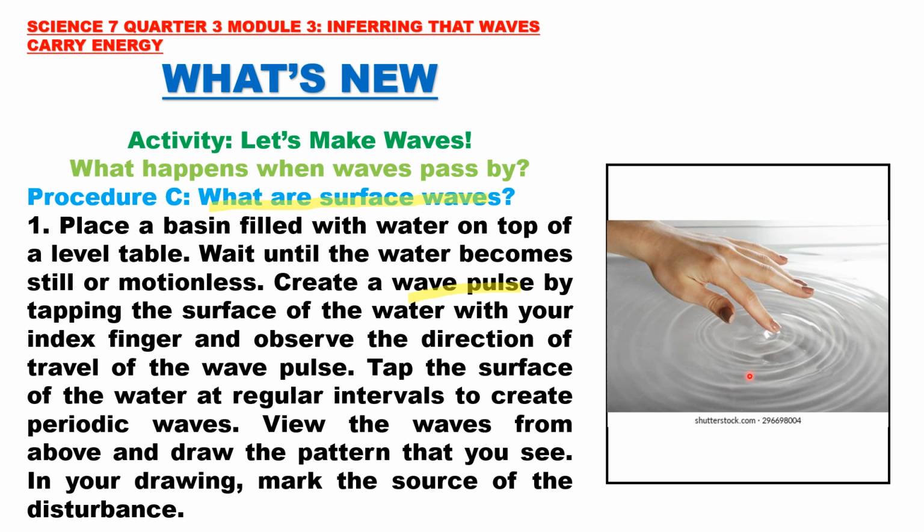So, sa isang basin filled with water, kapag ito daw ay motionless na or hindi na gumagalaw, tap the water with your index finger and observe nyo daw yung direction ng travel ng wave pulse. So, papaano mag-travel ang wave pulse? Is it away from the source or towards the source? So, alin ba yung source natin dito? So, yung source natin ay yung finger. So, siya yung gumawa ng disturbance dun sa water kaya tayo nagkaroon ng wave.